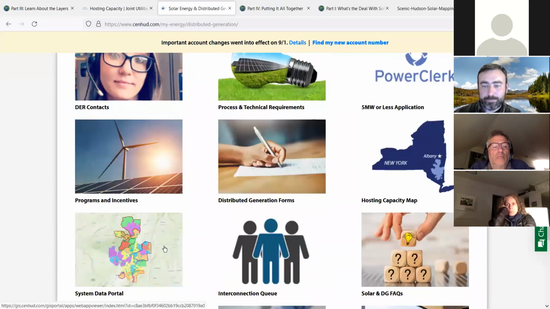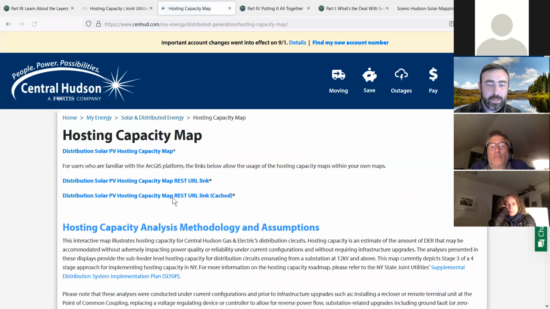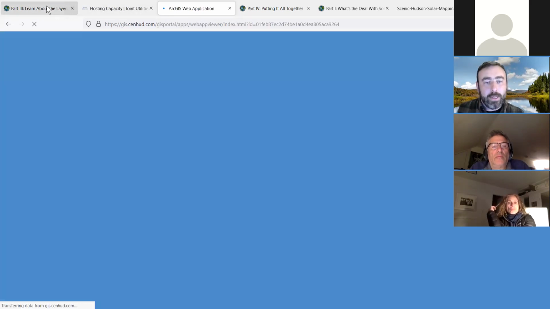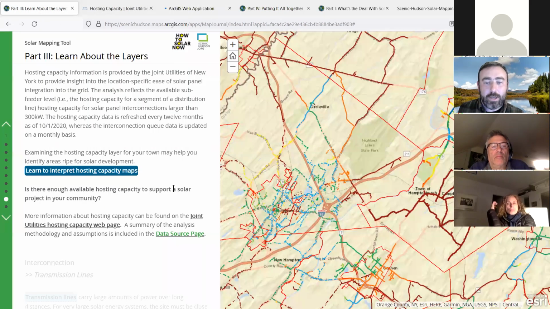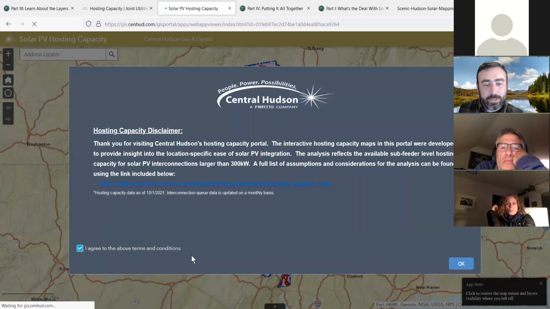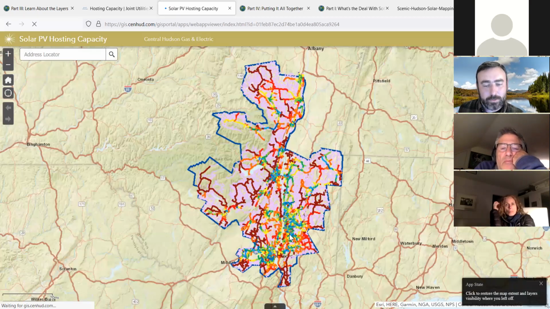It's on here somewhere. And the utilities are variously user-friendly or not user-friendly. Central Hudson's pretty good. But to Melissa's point, there's sometimes more data in here. But again, here you can overlay hosting capacity with other layers. That's the value of this tool. But it's not to say that the utilities' hosting capacity maps are not also useful.